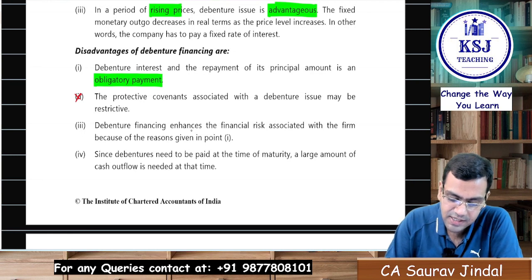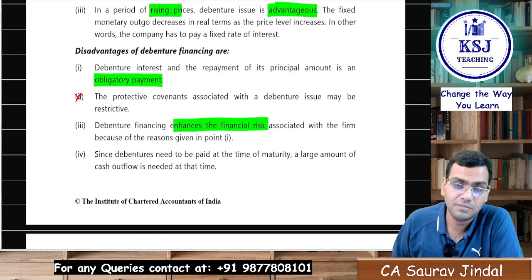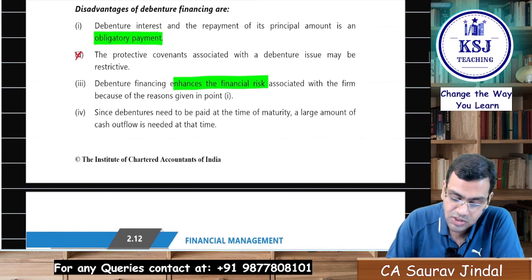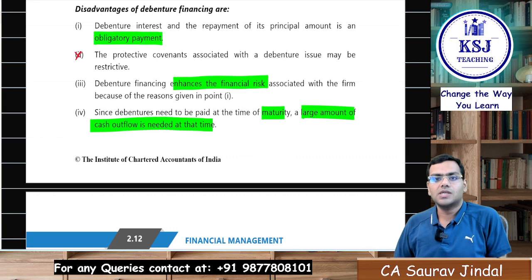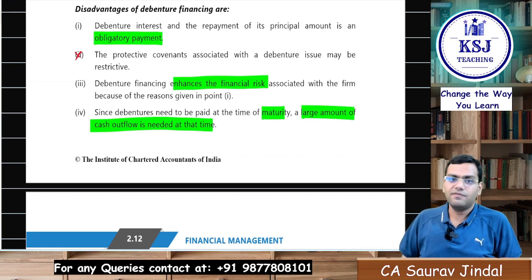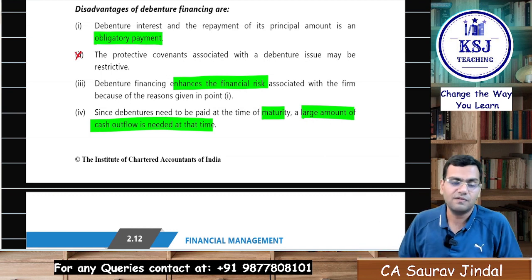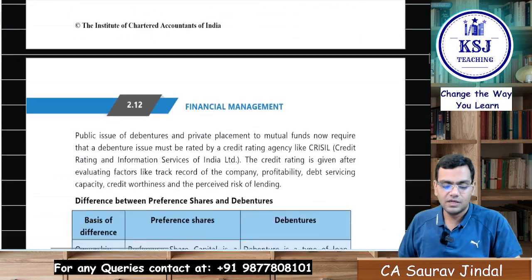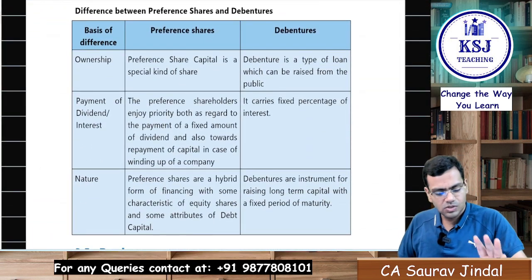Debenture financing enhances the financial risk associated with the firm. Yes, the financial risk will increase. Since the debentures need to be paid at the time of maturity, a large amount of cash outflow is needed at that time. If the debentures are to be redeemed, let's say after 10 years, you will have to have a huge sum to pay back that amount of debentures. So that is kind of a disadvantage. Clear? Just go through the difference between preference shares and debentures, it is simple.